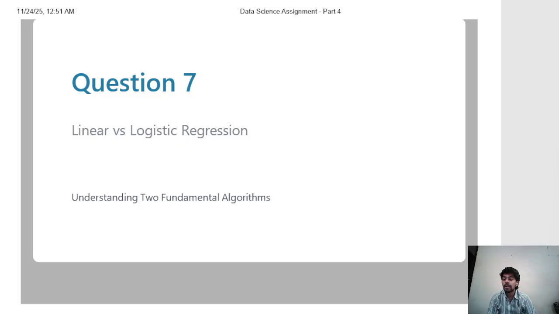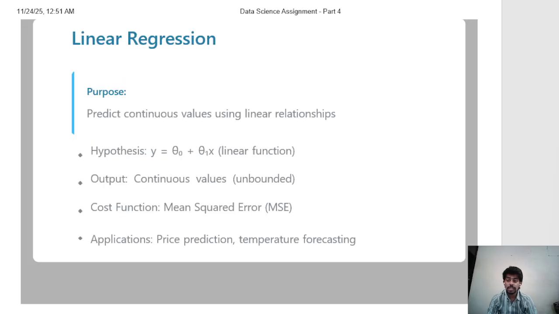It asks us to compare and contrast linear regression with logistic regression, understanding when to use each and how they differ fundamentally. So let's see linear regression first. The purpose of linear regression is to predict continuous values using linear relationships between variables. The hypothesis function is y equals theta 0 plus theta 1 times x, representing a simple linear equation. The output is a continuous value.